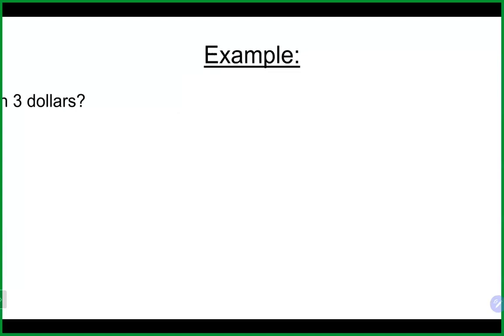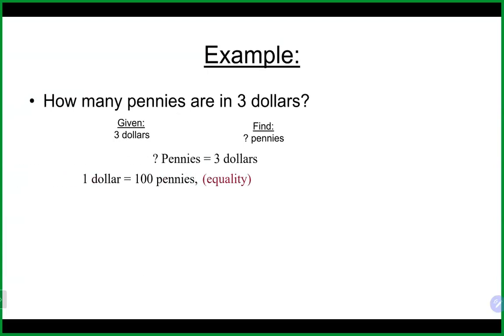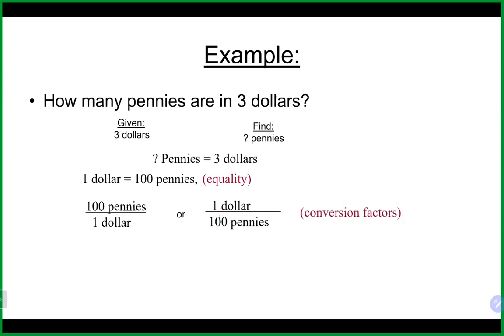So let's take a look at one here. Obviously, this is a very simple one. We want to know how many pennies are in $3. And here, this would be our equality, which is $1 is 100 pennies, which will give us our two conversion factors that we could use.